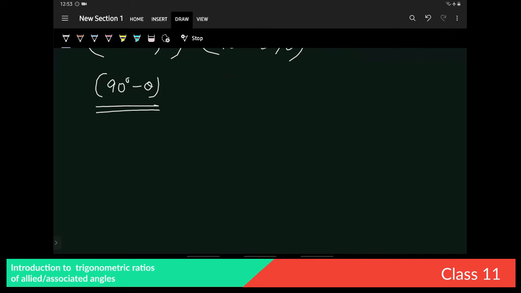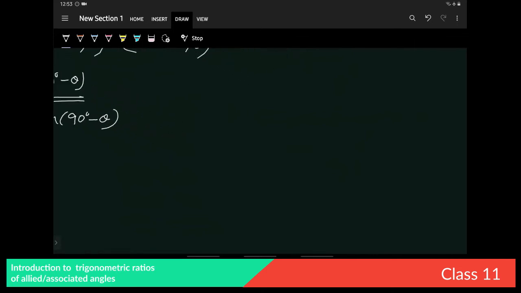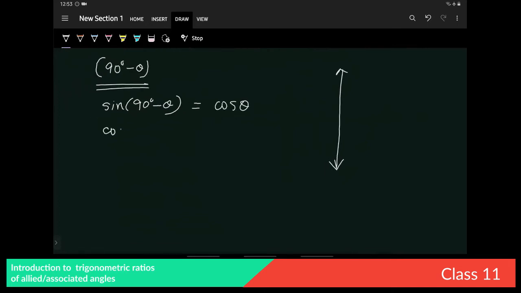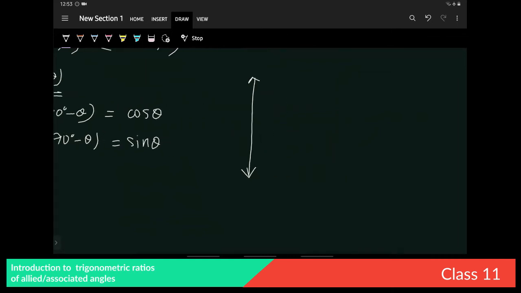So actually you know these angles, because they are the complementary angles that you have already done in class 10. I am explaining to you why it is happening. I know that sine of 90 minus theta is cos theta, cos of 90 minus theta is sine theta, tan of 90 minus theta is cot theta, and cot of 90 minus theta is tan theta. So how it is coming, I'm showing you that.